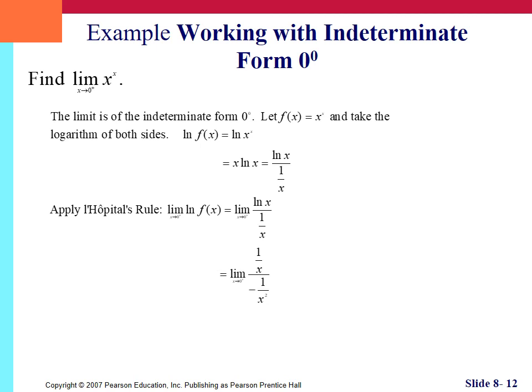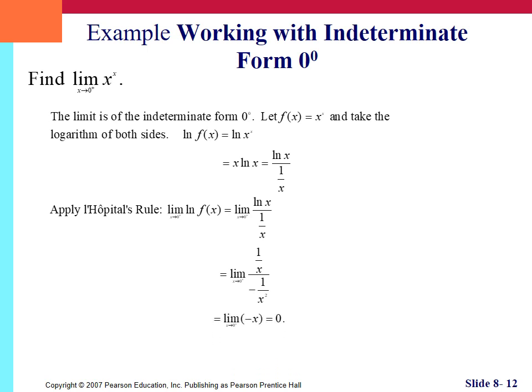Now we have to differentiate ln of x and 1 over x. Both the numerator and the denominator should be differentiated by L'Hopital's rule. The derivative of ln x is 1 over x, and the derivative of 1 over x in the denominator is negative 1 over x squared. If we simplify this, we simply get minus x, and the limit of minus x as x goes to 0 is 0.